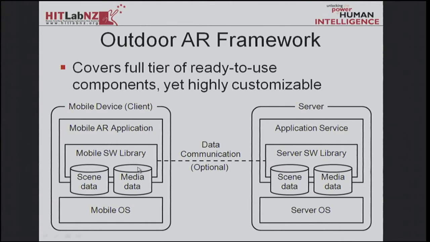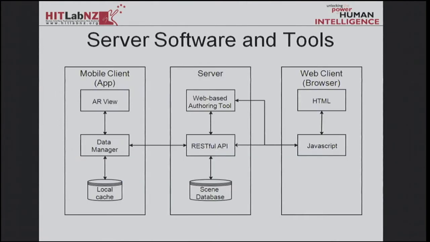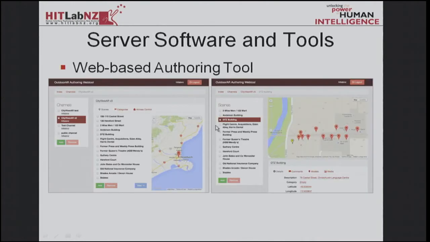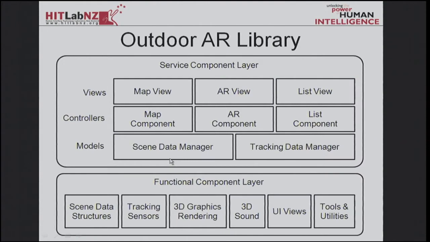So we have a library that runs on the client side, but we also have server-side code so that you can deploy content on the server and even set up your own server and deploy content through that. The server software gives you a RESTful API interface, and it also comes with a web-based authoring tool that looks like this, so that users can easily drag and drop 3D models onto the map and type in some descriptions, and it will appear in either your application or some standard browser application that could load those 3D scenes.